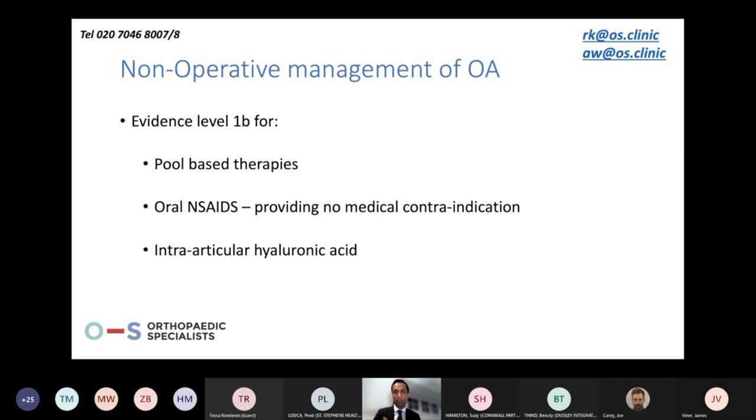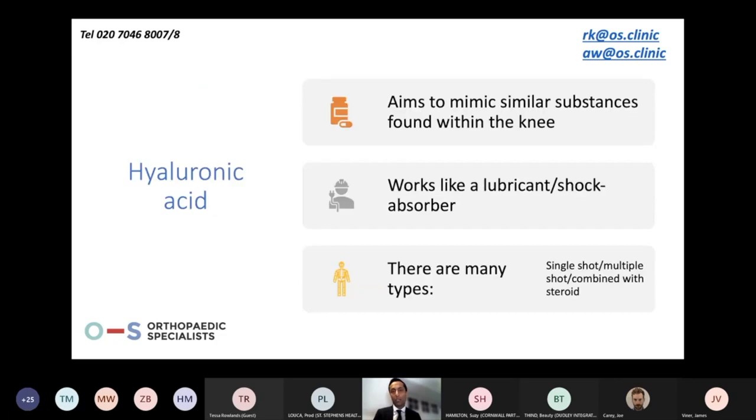So how does hyaluronic acid work? Well, it works to mimic similar substances found within the knee that provide lubrication and shock absorption. Now, these are very simple terms that we use. Hyaluronic acid is far more complicated than that, but this is the type of terminology that one can consider using when discussing it with a patient.